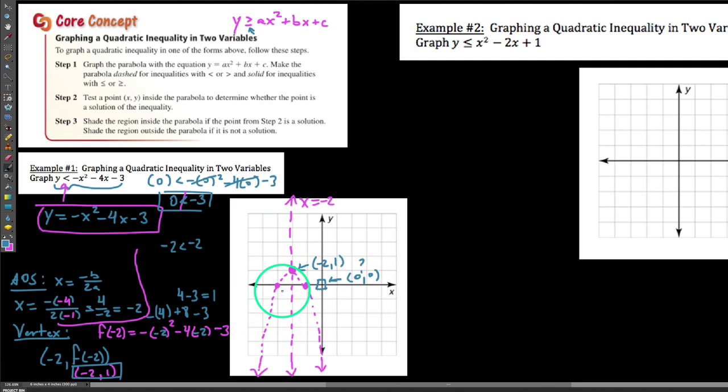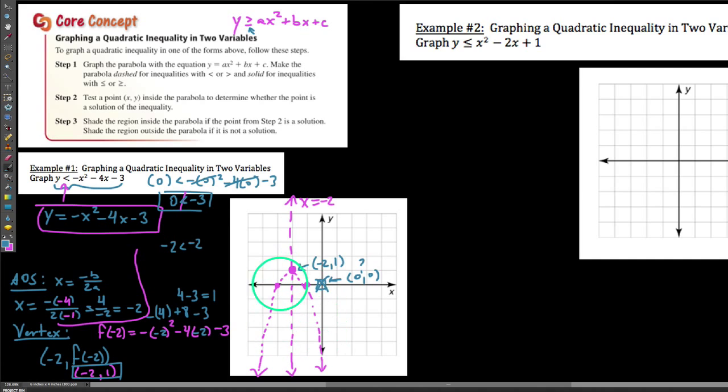But what I'm going to tell you is all of the points either on the inside of the parabola or the outside must be solutions or not solutions. So the moment that I know that 0, 0 is not a solution, this doesn't work, then I know that all points on the outside of the parabola also do not work.